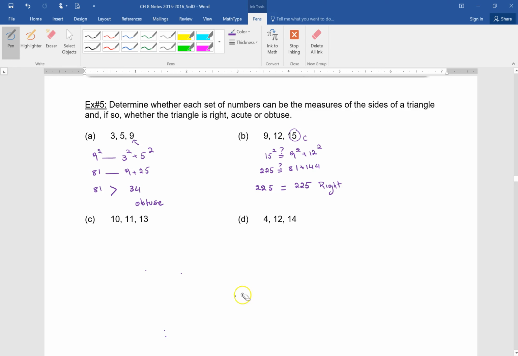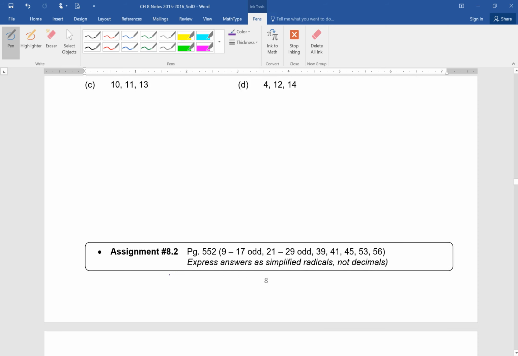So go ahead and do the other ones. You can do them at home. And this homework is due, when do I see you next? Tomorrow. Right. This is due tomorrow.